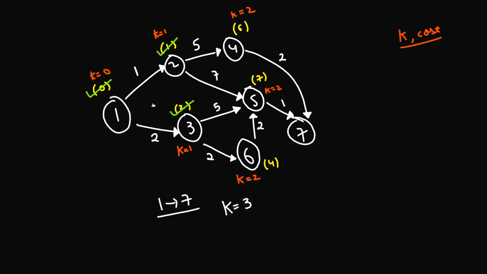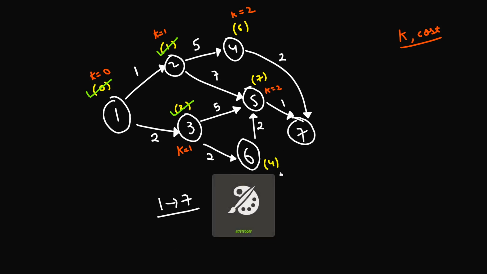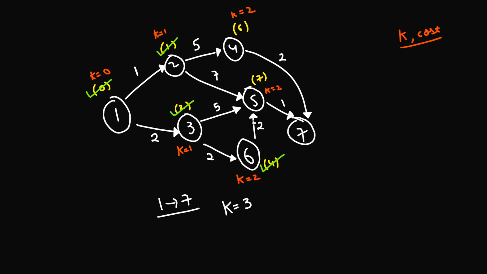So let's leave that. Now we have these 3 cities: city number 4, city number 5 and city number 6. We'll consider the city which has the minimum k value. If you see, all of them have the k value of 2. So the next thing we consider is the cost. This is cost 6, this is cost 7 and this is cost 4. Of course, city number 6 has the minimum cost, so I'll consider that and go to its neighbors.